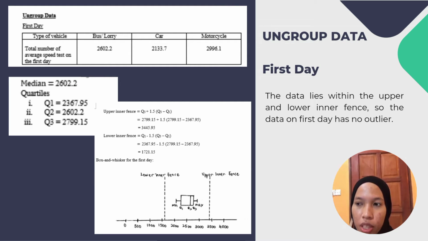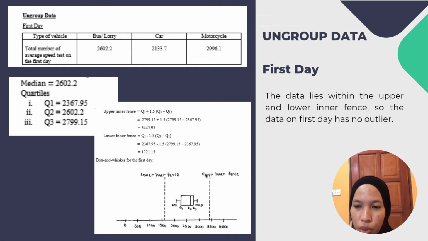So I'm going to share about ungrouped data, and this is the first day of ungrouped data. We have 4 types of vehicle, which are bus, lorry, car and motorcycle. And for this data, we find the box and whiskers. We find the value of the median, quarter 1, quarter 2, quarter 3, upper inner fence and lower inner fence.